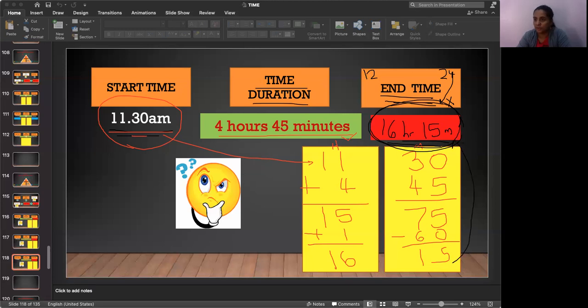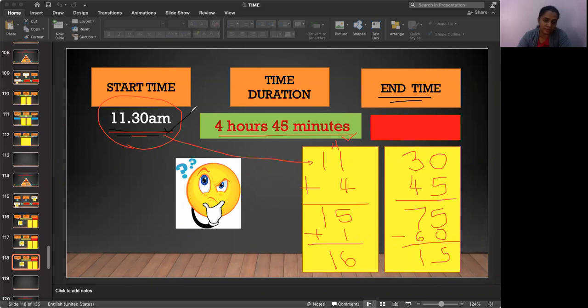Understand what you are trying to find. You are trying to find the end time. So you don't go and write down 3 hours, 15 minutes, or 6 hours, 30 minutes. You don't give the duration as an answer. You give an end time. You give an accurate end time, whether it's an AM or a PM, or whether it's in the 12-hour or 24-hour system.